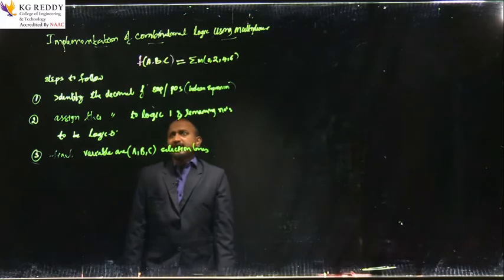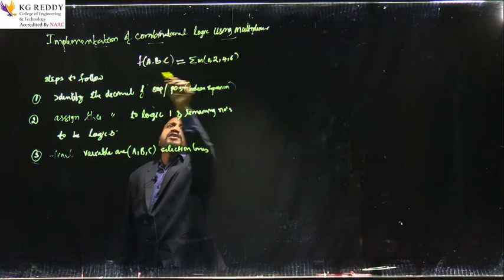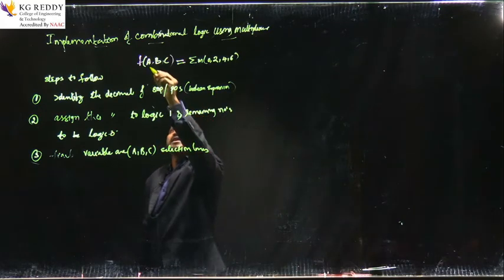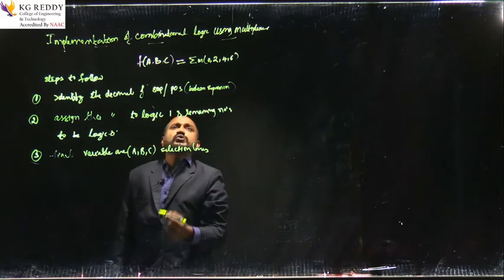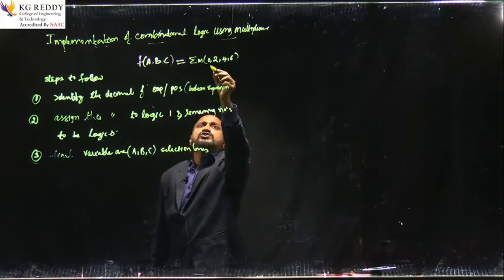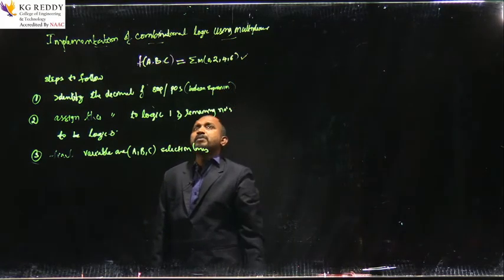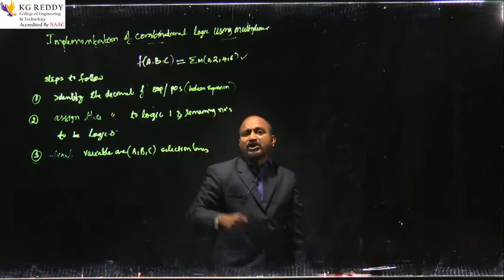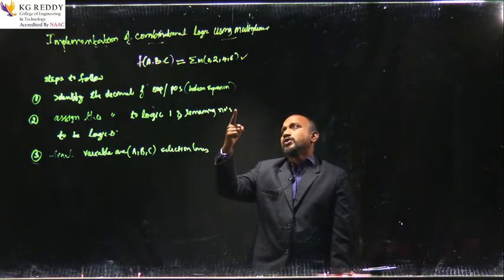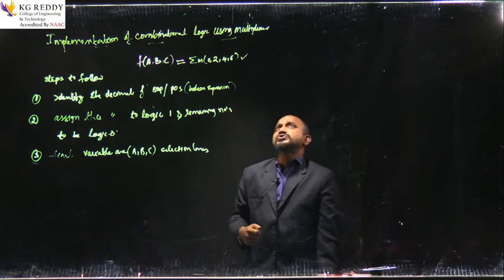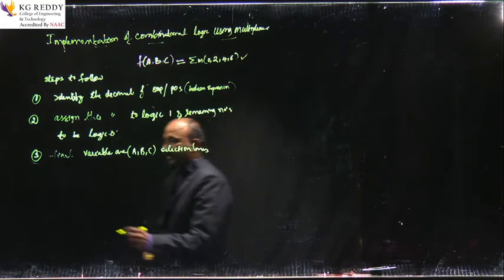Let us take one example. Implement the given expression f of A, B, C equals sigma m of the given numbers. This Boolean expression, the minterms expression, has directly given the numbers. Implement this combinational logic using the multiplexer.